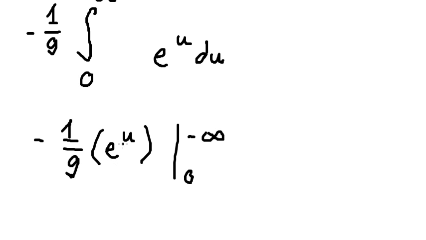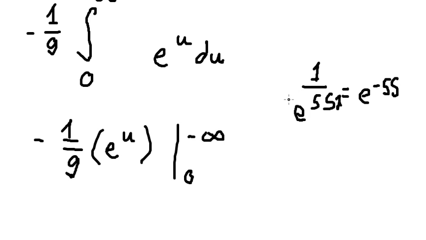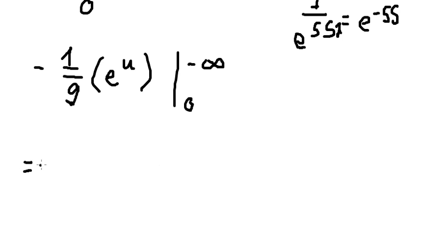So e to the power of negative infinity gives you 0, because when you go to negative infinity, the number goes up and this one approaches 0. So we just have positive 1 over 9 times e to the power of 0, and we have 1 over 9, and that is the answer for the bottom.